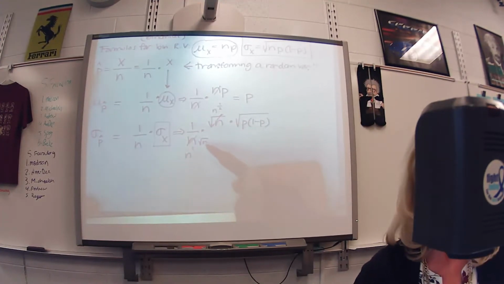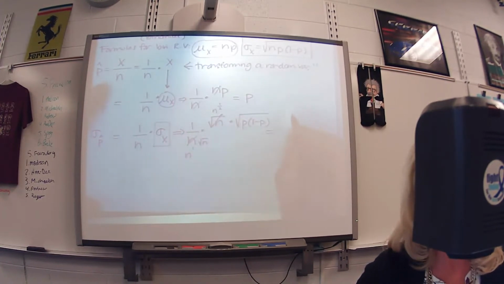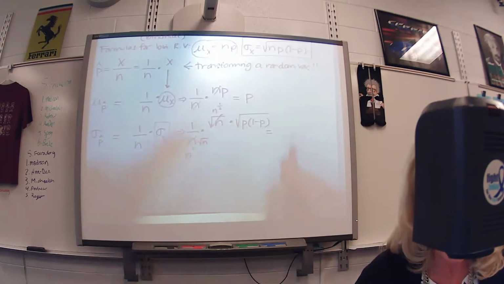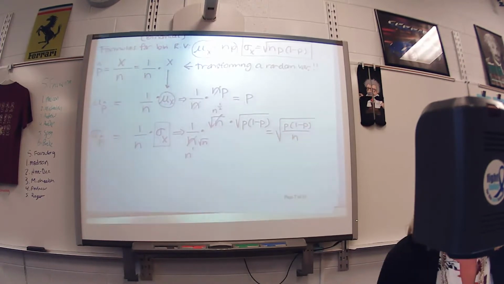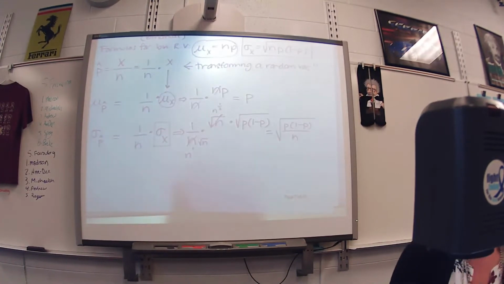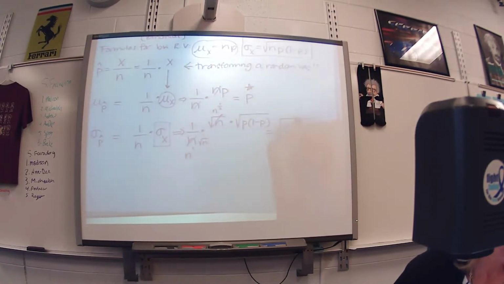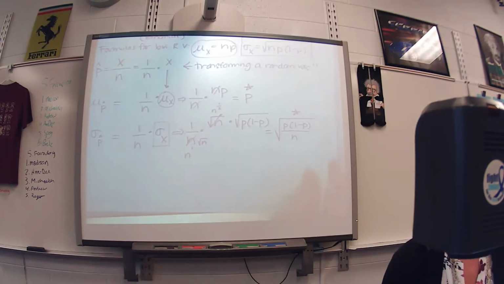But now that they're all under square roots, I'm going to put them back all under the same square root, except now the n is on the bottom. Star, star. Those are important formulas. The good news is they are so important.